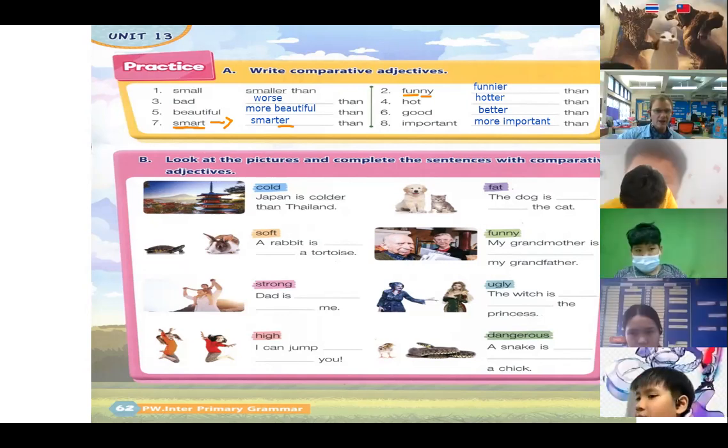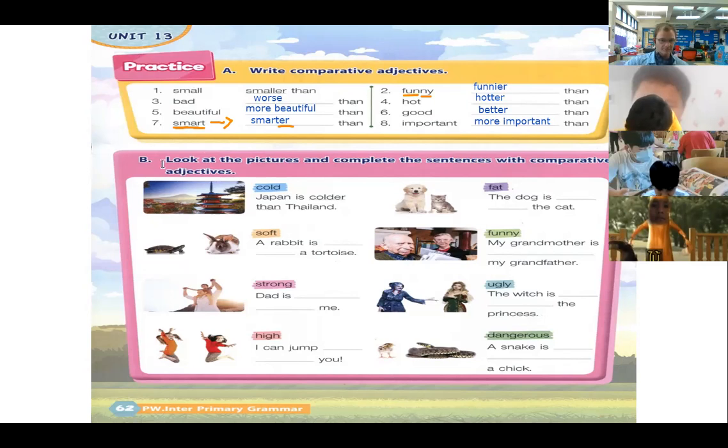Let's also then look at B. We're going to look at the pictures and complete the sentences with the correct comparative adjective. Okay, are we ready? Yes. It's Friday, so we have to be ready. It's the last day of the week. So let's have a look. The first one, the word they give us is cold, and the answer here is Japan is colder than Thailand.